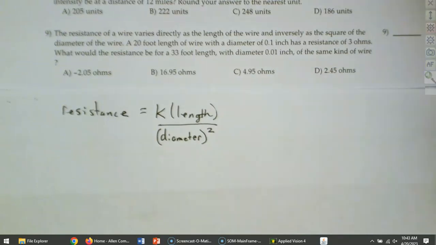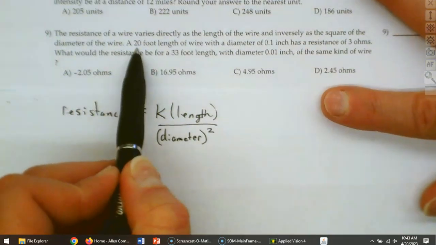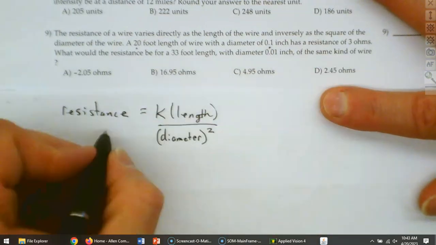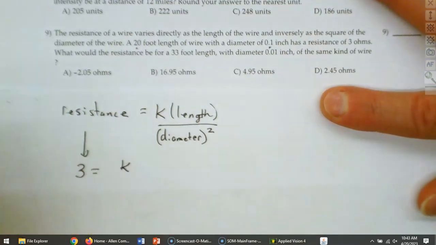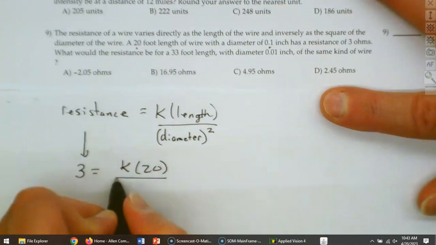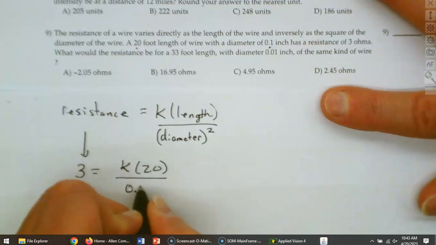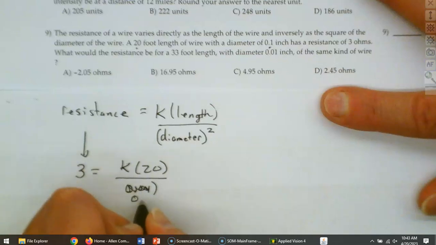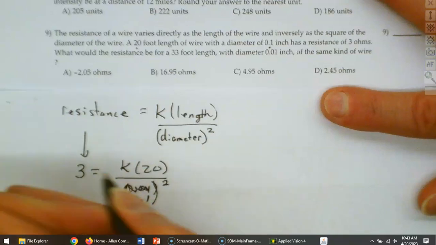Fill in our components, our pieces here. 20-foot length of wire, diameter of 0.1, resistance of 3. So let's fill in our parts. Resistance is 3. K is the unknown. Length is 20 feet. Diameter is 0.1, and we have to square it. Make sure I don't make a mistake with the decimals. It's 0.1. And we have to square it.